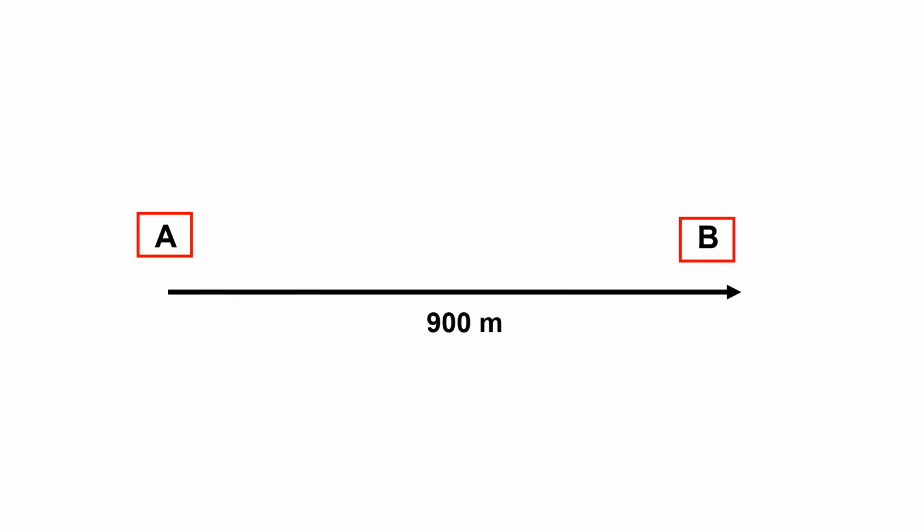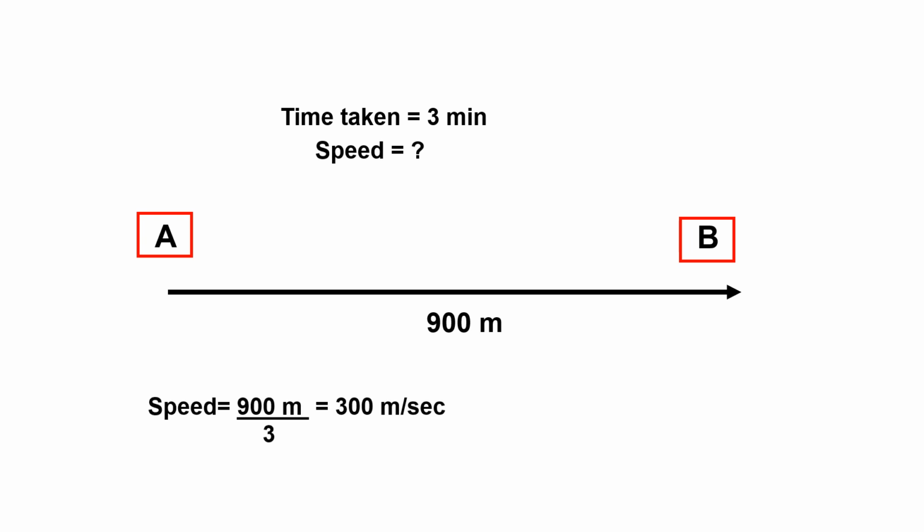Let's take another example. If you're going from point A to point B, which is 900 meters apart, and you took 3 minutes, can you find the speed you are moving with? You might do 900 meters divided by 3 as 300 meters per second. But this is wrong, as we need to convert the time to the standard unit of seconds. So 3 minutes become 180 seconds and the speed becomes 900 divided by 180, which is 5 meters per second.